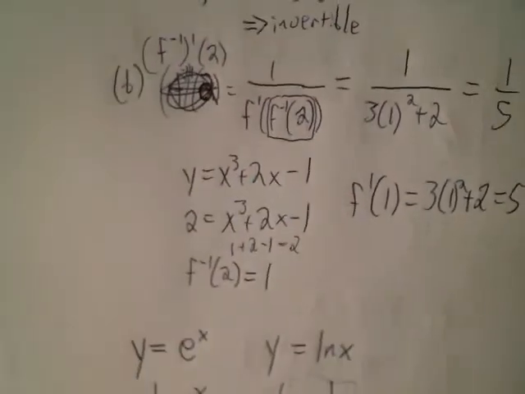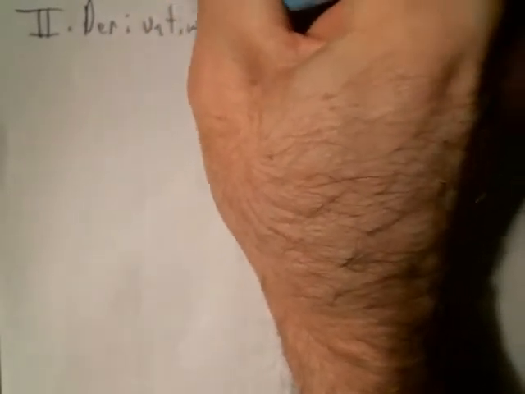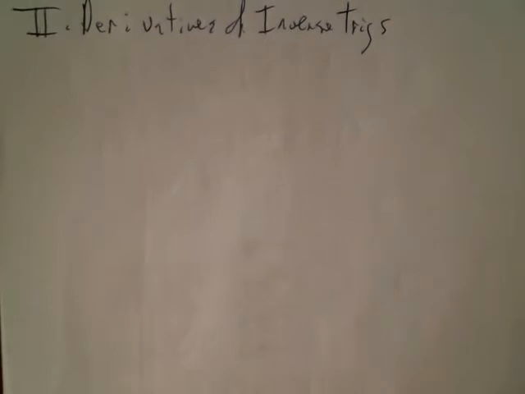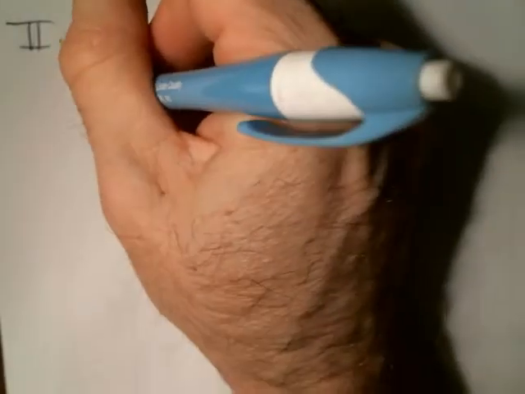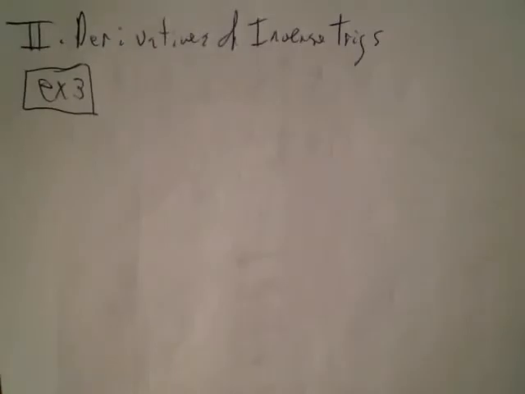Okay? We want to do this construction for all of the inverse trig functions. Right? Okay, so derivatives of inverse trig functions. There are going to be two main ones that we worry about throughout calculus: the inverse of sine, and the inverse of tangent. Okay.